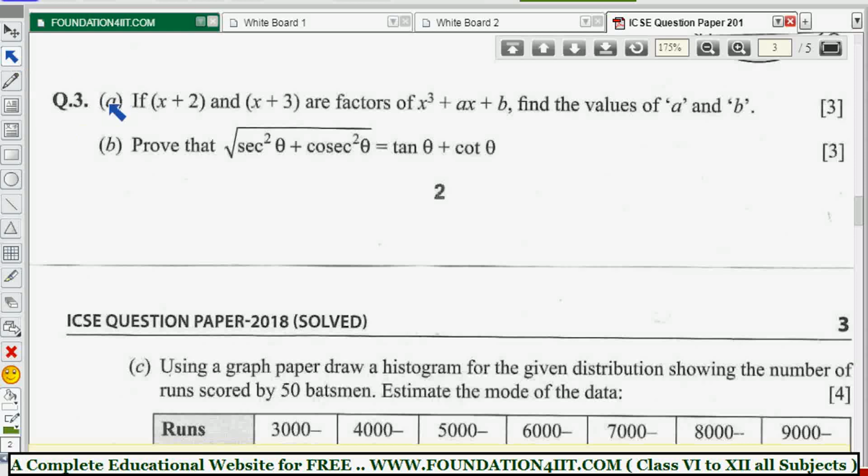So in question number 3, the first one is, if x plus 2 and x plus 3 are the factors of x cube plus ax plus b, find the value of a and b. So it's a factoring. X plus 2 and x plus 3 are the factors of this. So let's take and solve.